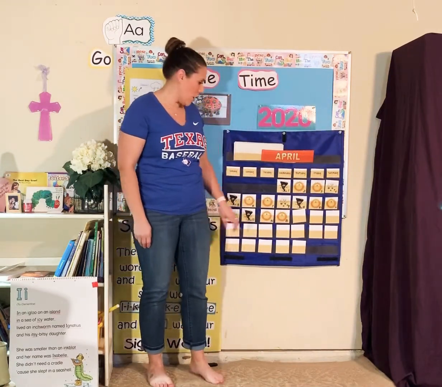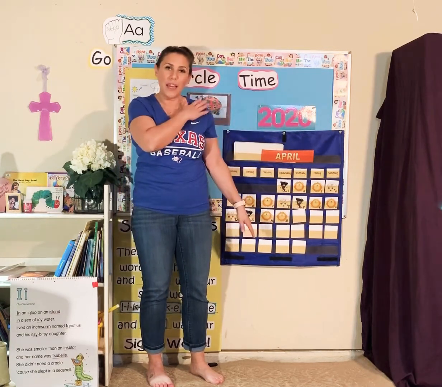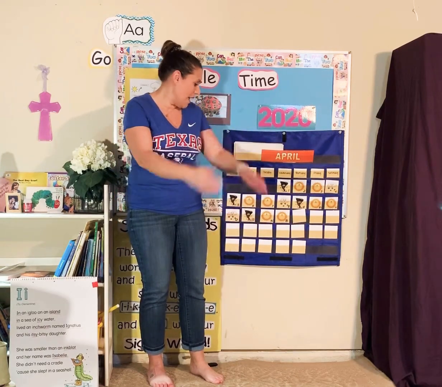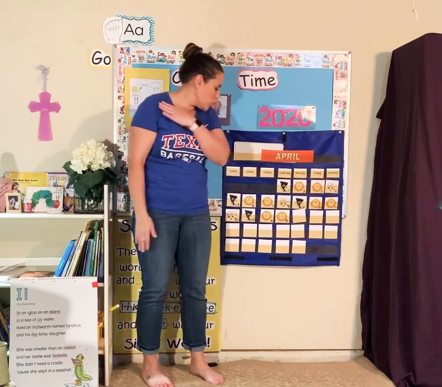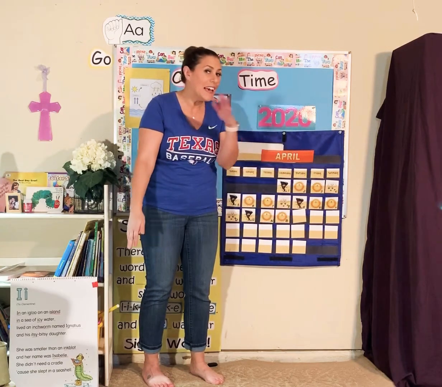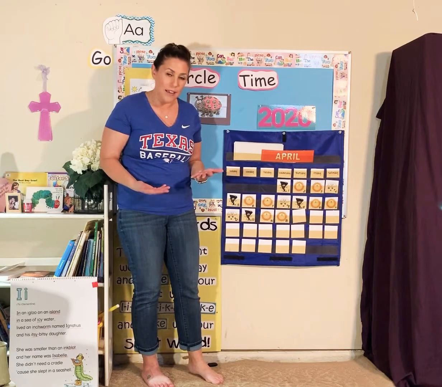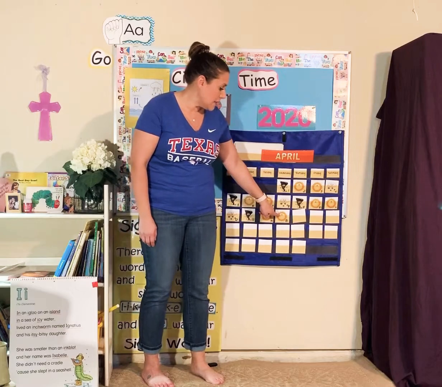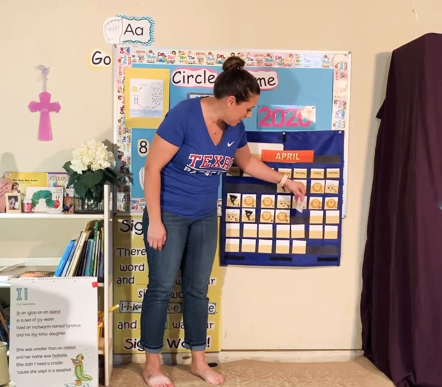All right, what is our special number today? Let's find out, starting with number one. One, two, three, four, five, six, seven, eight, nine, 10, 11, 12, 13, 14, 15, 16. Good job. What's our picture today? Let's look at our pattern. Tornado, sun, sun, snow. Good job.